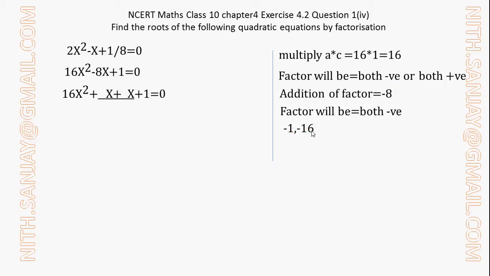So we will go for the next pair. The next pair is minus 2 and minus 8. So minus 2 and minus 8 will add up to minus 10, so again they will not be able to satisfy this condition, so I will again reject this factor also. We will take the next pair.